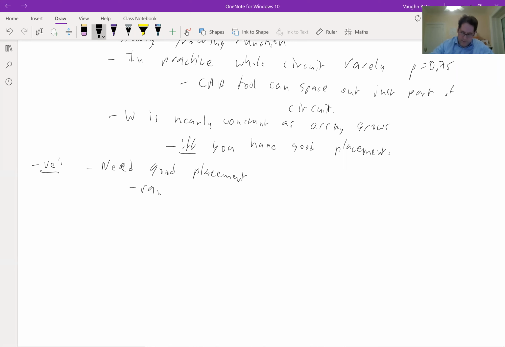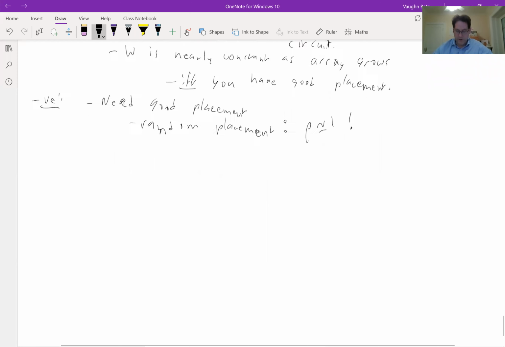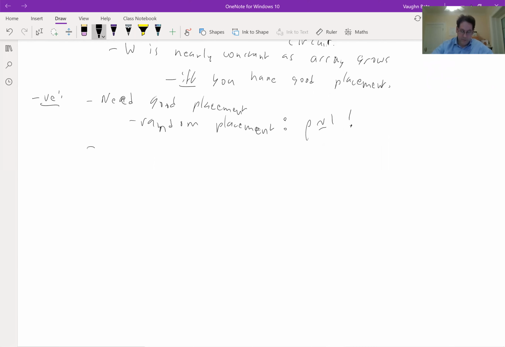Okay, so if we have a random placement, our placement tool is really bad. It basically just scatters things, puts things down in the first legal spot. So it takes a logic block in the netlist of your design and just picks a random logic block on the chip. The Rent exponent is approximately equal to 1, which is really bad. Then W would grow much faster and you would run out of routing. The chips also would not scale to very big chip designs. So you need good placement.